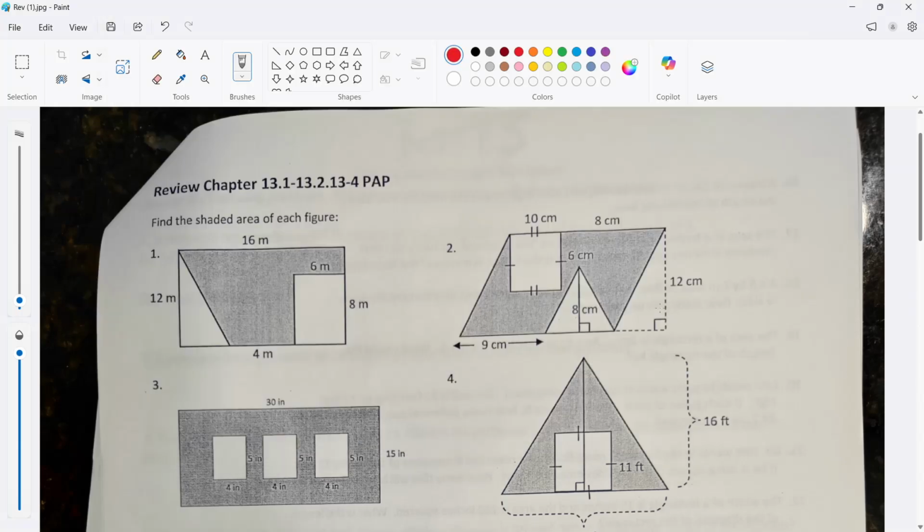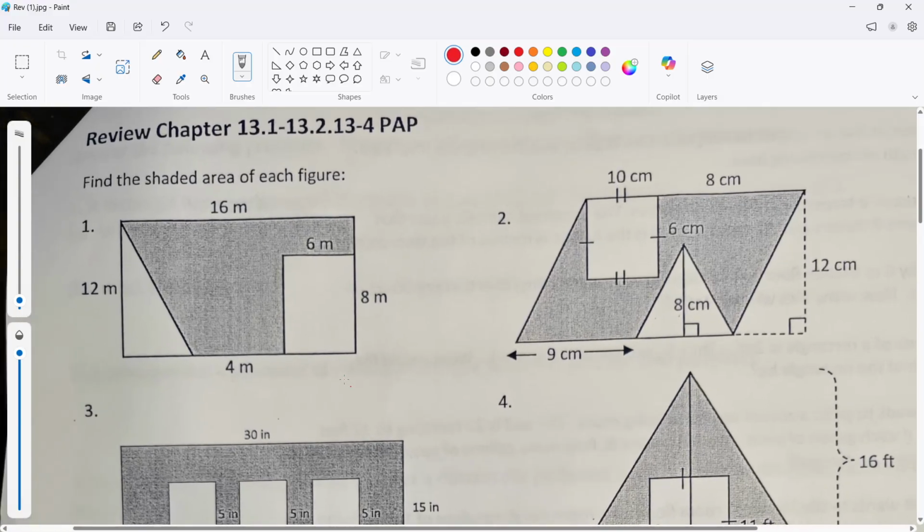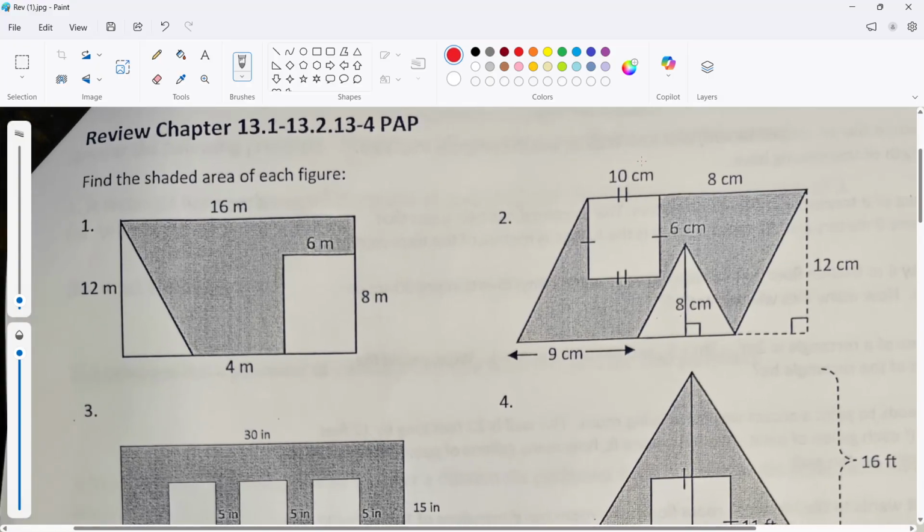This is a geometry review, and I have to find the shaded area of each figure. This first one is a rectangle, and it's got a length of 16 and a width of 8. Well, 8 times 6 is 48. 8 times 1 is 8, 128. So the whole rectangle is 128. I have to subtract some things.